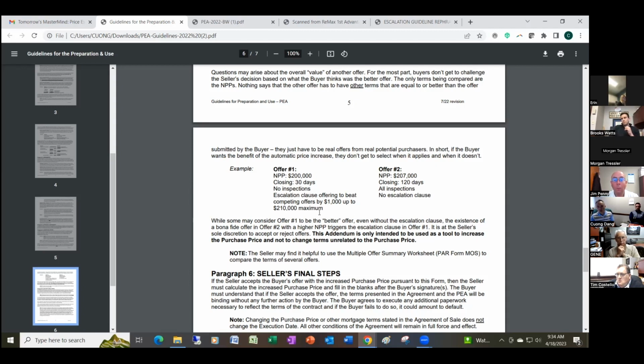Okay, so if you're looking at the two offers, yeah, the one with no inspections in 30 days, that's a great offer as is. But they said they were willing to pay $1,000 higher, up to 210. So in this case, we'd be at 208. Okay. If the list agent said to their seller, offer one is better, we don't need the escalation, we just put $8,000, left $8,000 off the table.